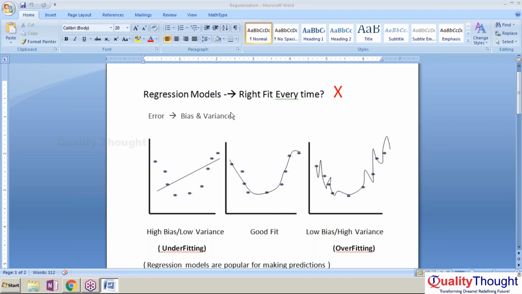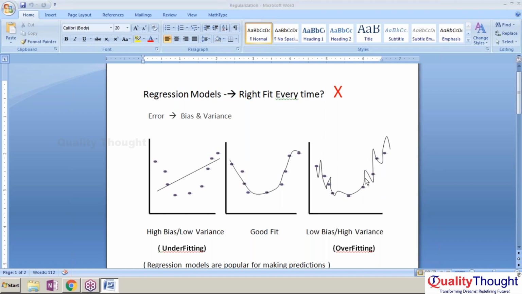If you take a look at this, you can identify three different diagrams in front of you. The very first one shows high bias and low variance. High bias means the distance between the plotted points and the generated regression model is high. Low variance. In between it is going to be a good fit, and the next one is a low bias and high variance.